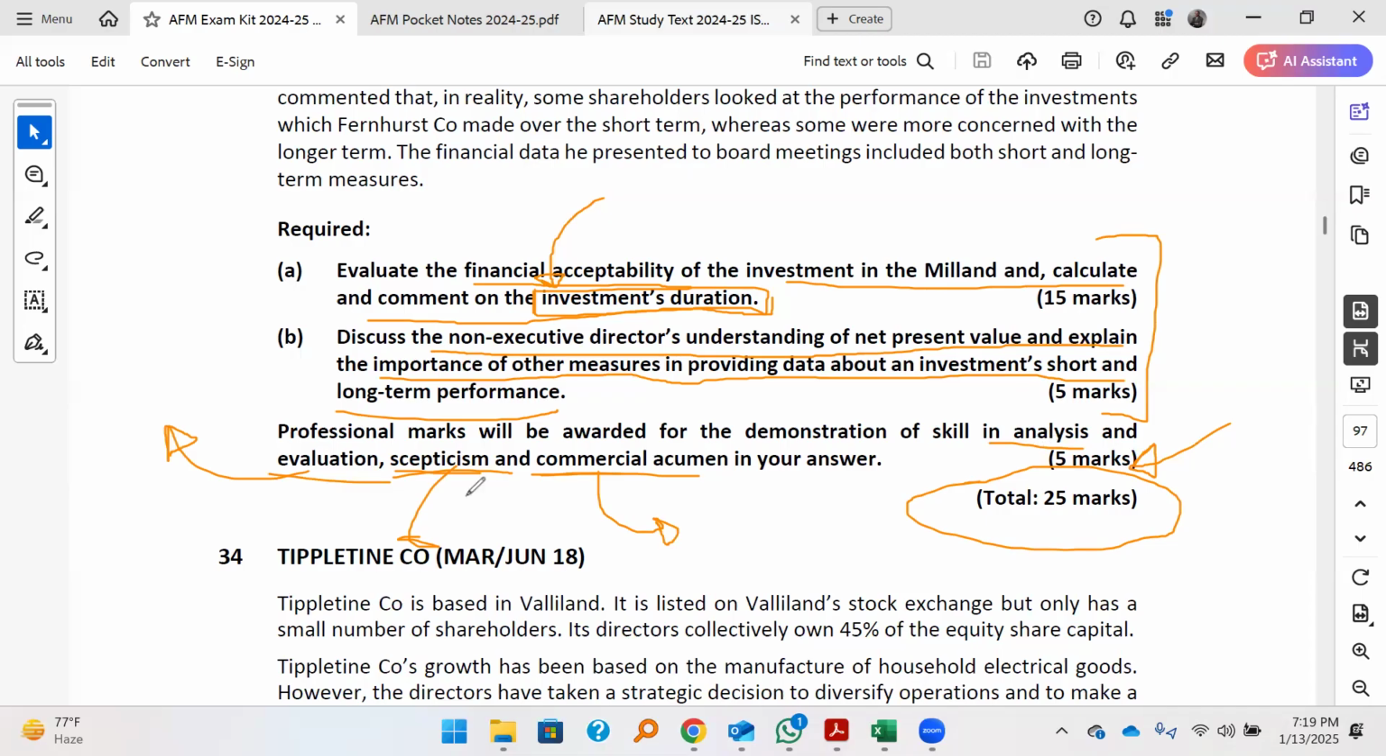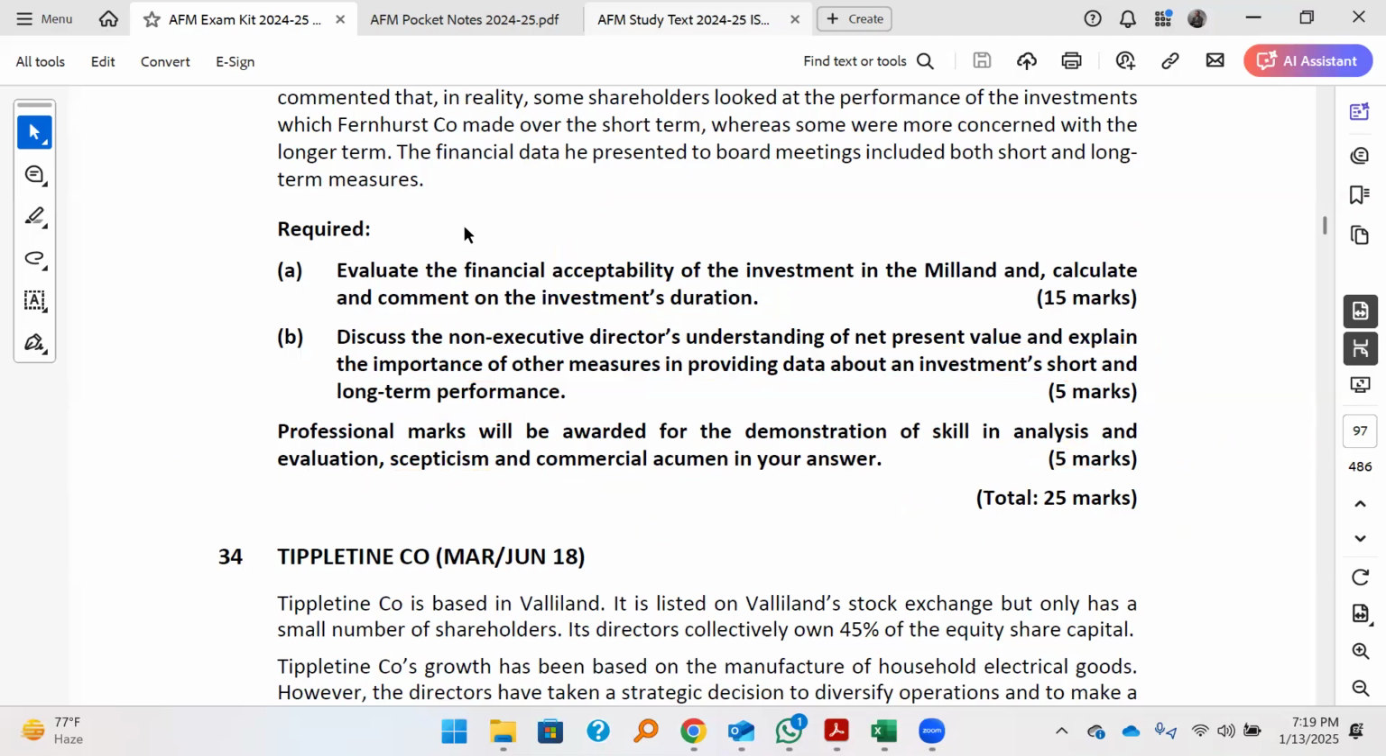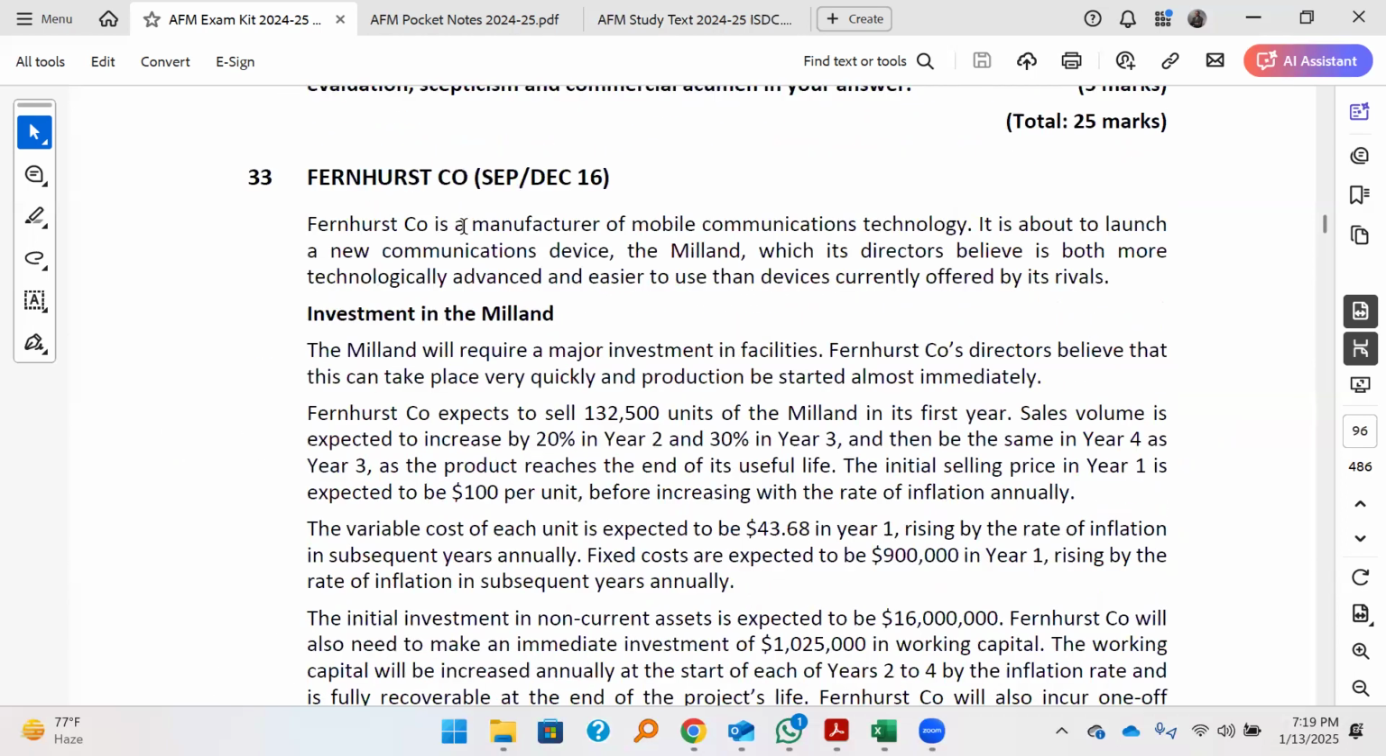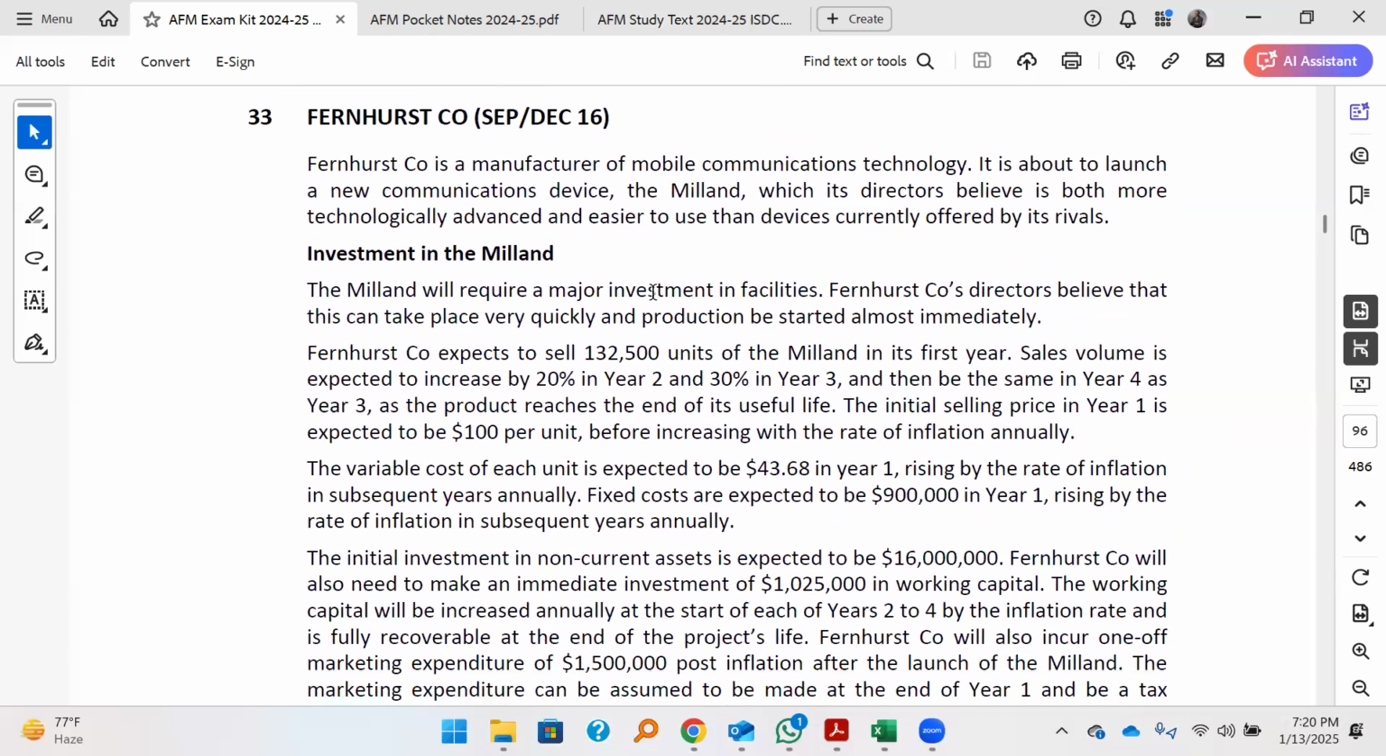Like if they want you to analyze, already that's going to be done here. But skepticism, you may forget to question something, and then commercial acumen. So make sure that you don't lose sight of those marks. But as you're writing your answer, they'll come through. So we shall see other examples, of course, as we do other questions, how those marks come. But having looked at the questions, we can now go and look at the scenario.